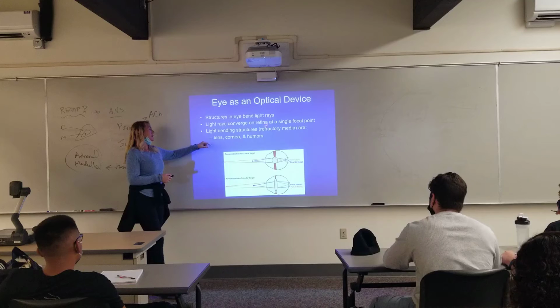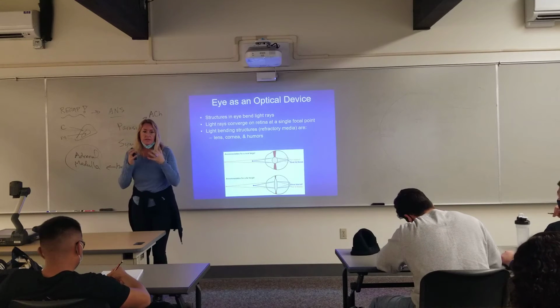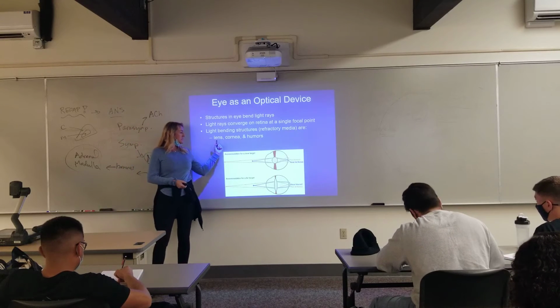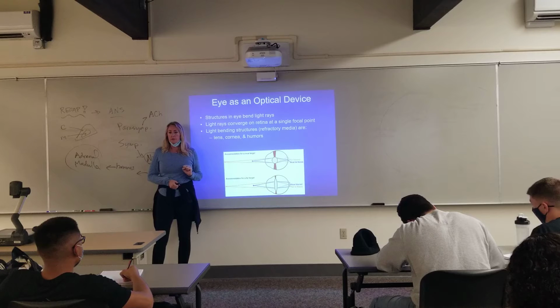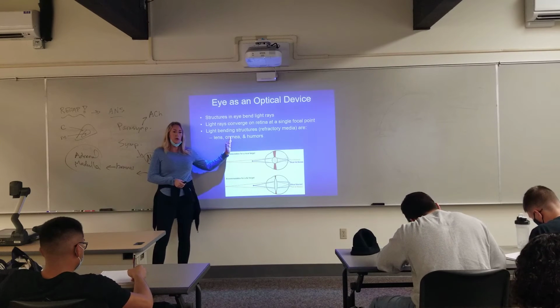All right, light bending structures, what are they? The refractory media or structures of the eye that work as this amazing optical device, like a microscope, are the lens, the cornea, and the humors, the fluids. That light is bending a certain degree every time it goes through one of those structures.